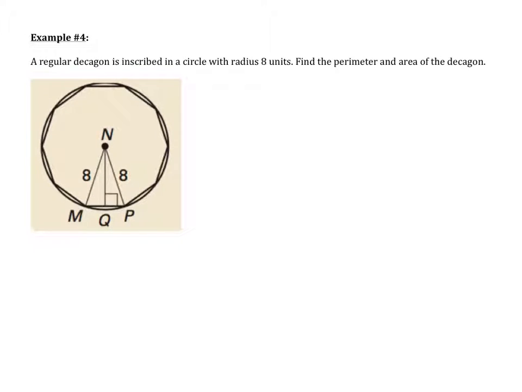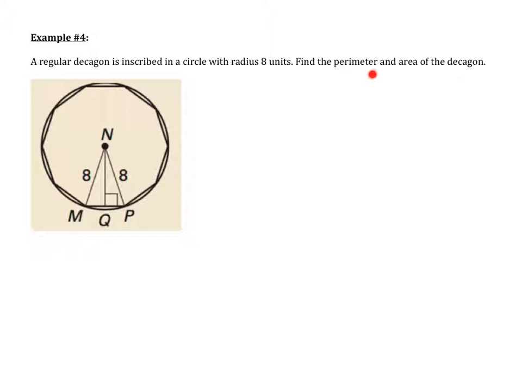And here is our last example, number 4. A regular decagon, which is 10 sides, is inscribed in a circle with a radius 8 units. So this length right here is 8, just like it's labeled. Find the perimeter and the area of the decagon. So similar to what we were doing before, except this time, if you notice, the only length that we were given was the radius. We are not given a side length, and we're not given the apothem.